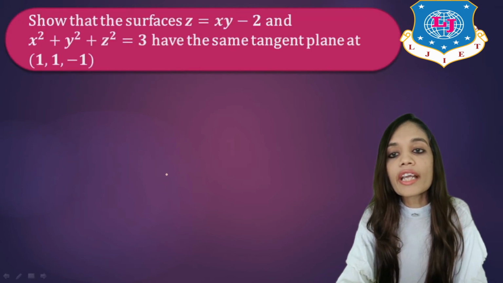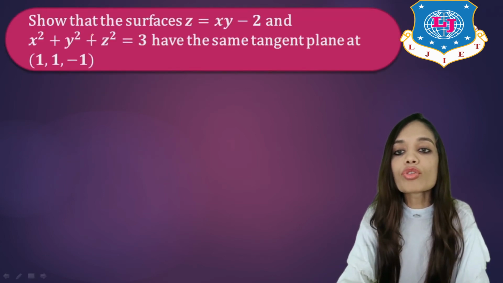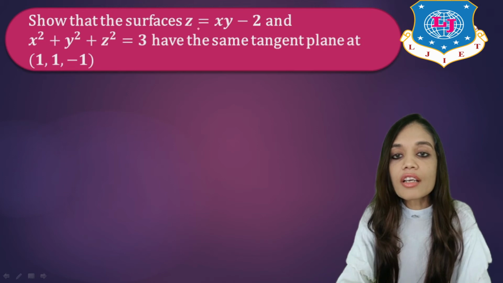Now let us go to our next example. Here we have to show that the surface is z is equal to xy minus 2.